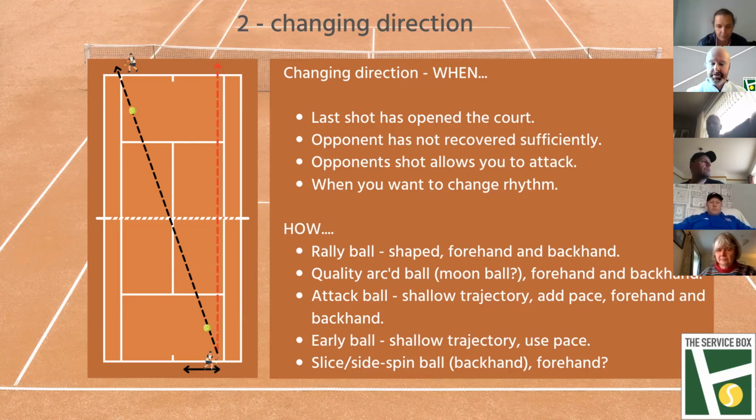So in terms of the principles on the screen, we talk about when we change direction and how. Typically what I would look for in my players, or what you would look for in your players, is we want them to really look for an opportunity to change when the last shot has opened up the court. We want them to look to change when the opponent has not recovered sufficiently. We want them to look to change when the shot allows them to attack. So it should be a short ball, maybe a ball that just floats or sits up. It has a lack of speed or spin or penetration in general.